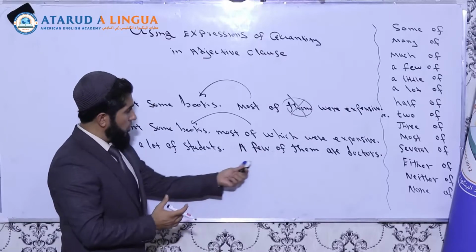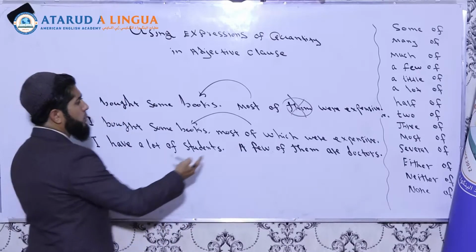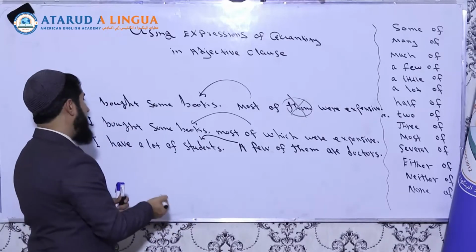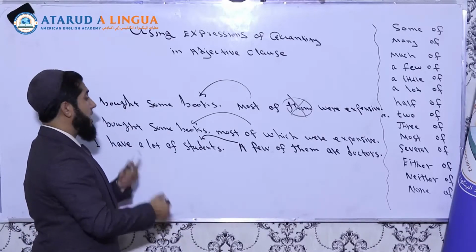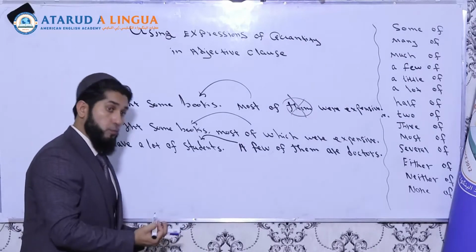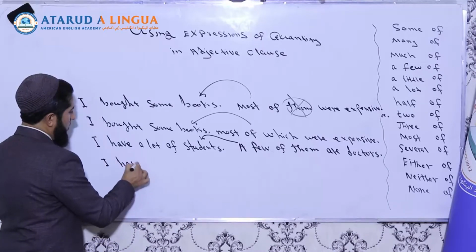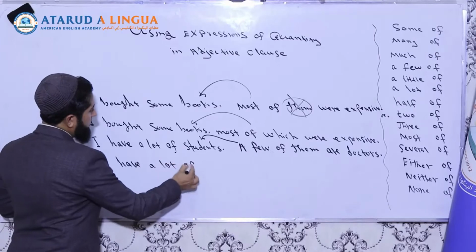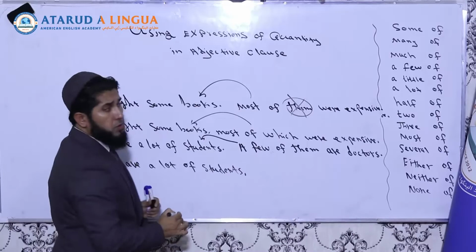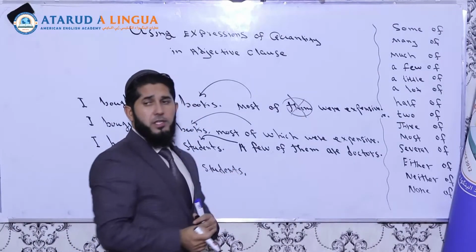But here, when we're trying to combine these two simple sentences, the second sentence gives more information about the noun students. And obviously, we're not going to be using most of which, or a few of which, we're going to be using a few of whom, okay? So we write the first sentence up to that noun. I have a lot of students. And don't forget using a comma. Okay, this is the punctuation of this type of adjective clause.